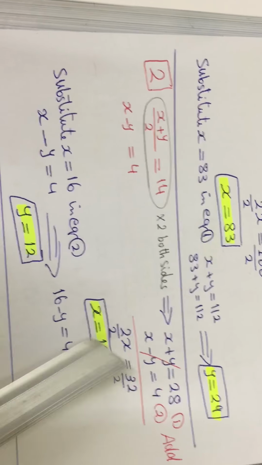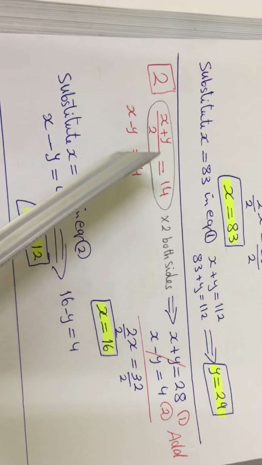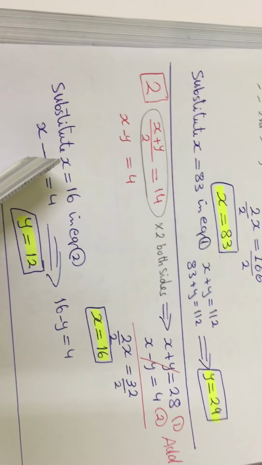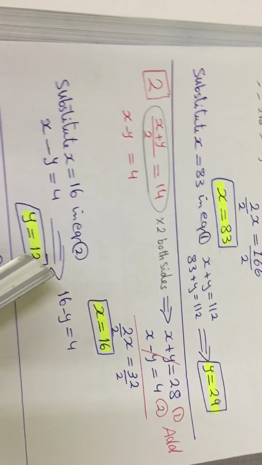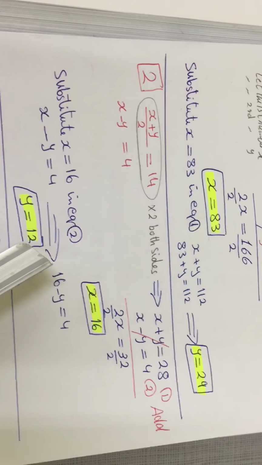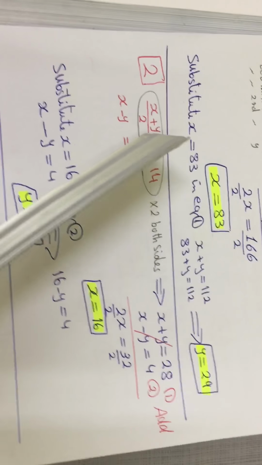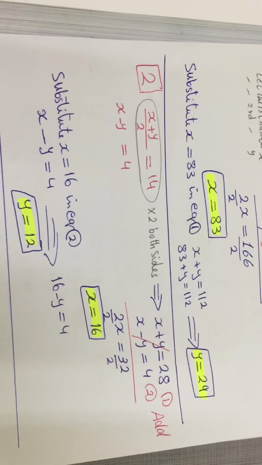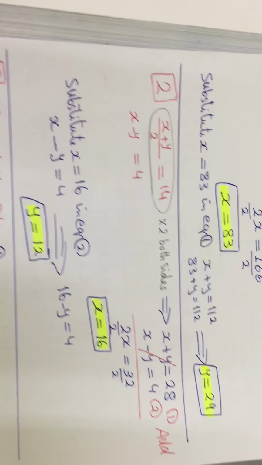Now I find the second number. Substitute x equals 16 in any equation you want. I'll take the easier one, x minus y equals 4, and substitute x equals 16. So y equals what? As you see, y equals 12. So the two numbers are 16 and 12. To check my answer, 16 plus 12 divided by 2 gives 14. And also, 16 minus 12 equals 4. So I'm correct.